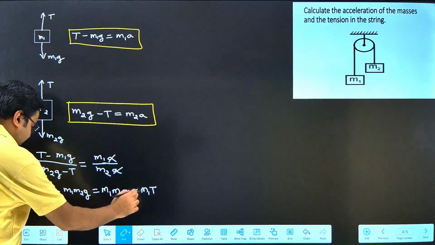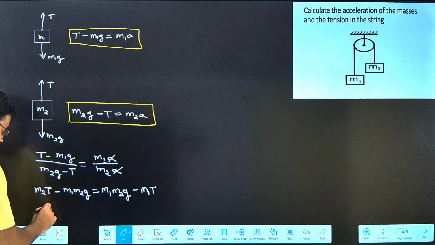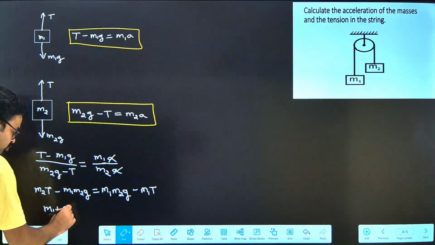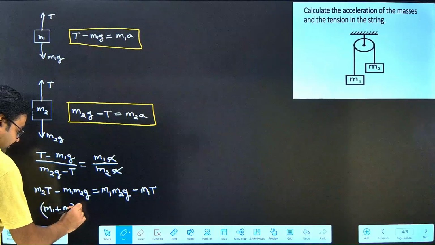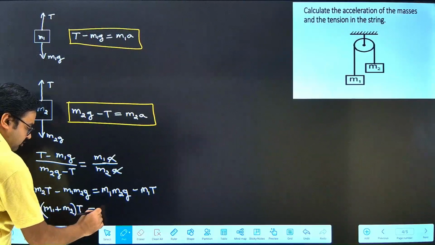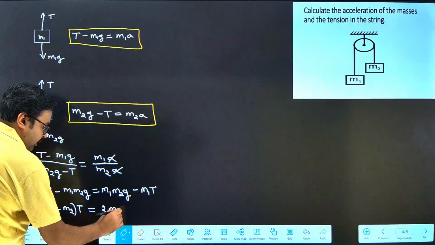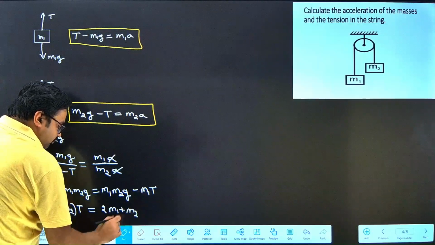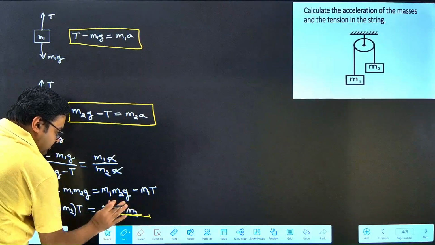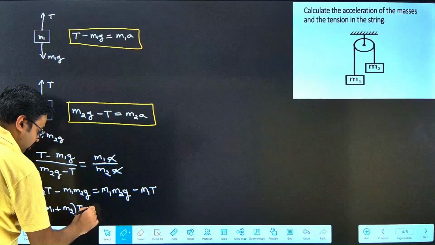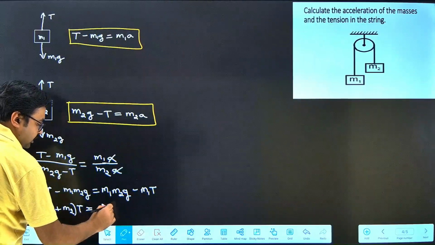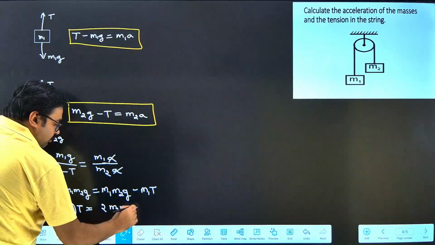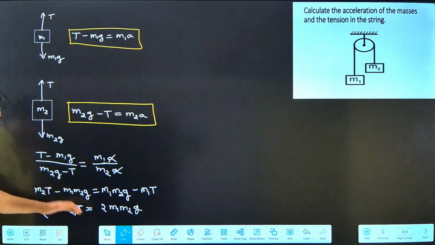If you bring this here and send that there, you will have (m1 plus m2) multiplied by T becoming equal to 2 times m1 plus m2. Maybe I made a tiny mistake there. So equal to 2 times m1 into m2 multiplied by g. So this is what that equation becomes.